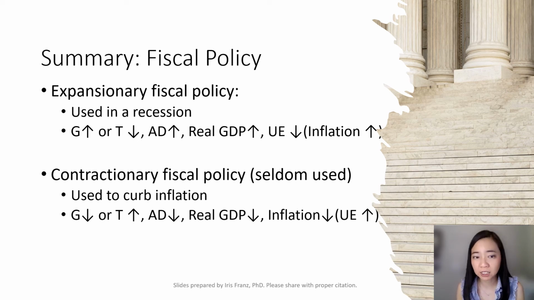We use a contractionary fiscal policy to curb inflation. We lower our government spending and increase our tax. As a result, aggregate demand will shift to the left. That will lower our real GDP and curb the inflation, but the side effect is that the unemployment rate is going to go up.